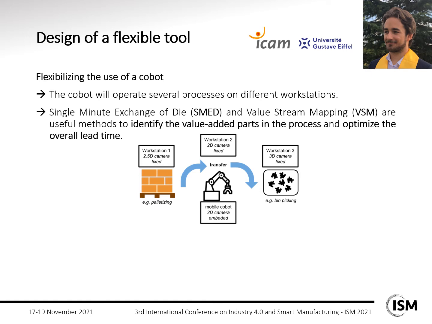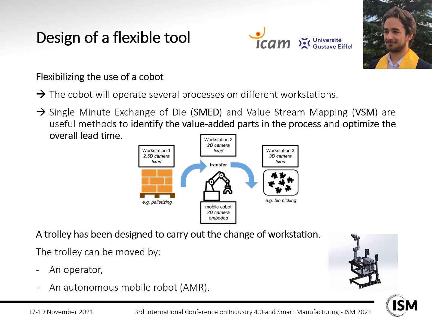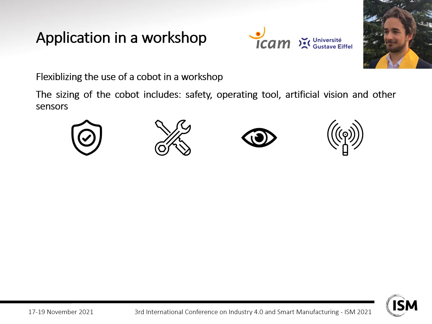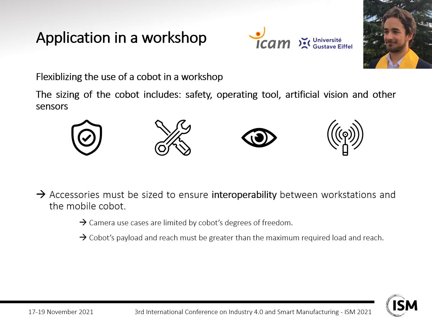Moreover, this flexibilization use case implied the design of a trolley for interstation transfer to be performed by either an operator or an autonomous mobile robot. The sizing of a cobot includes safety, operating tool, artificial vision, and other sensors. Keep in mind that accessories must be sized to ensure interoperability between workstation and the mobile cobot. Thus, camera use cases are limited by cobot's degrees of freedom. For example, bin picking with a 3D camera requires the use of at least a 6-axis robot. Cobot's payload and reach must be greater than the maximum required load and reach.